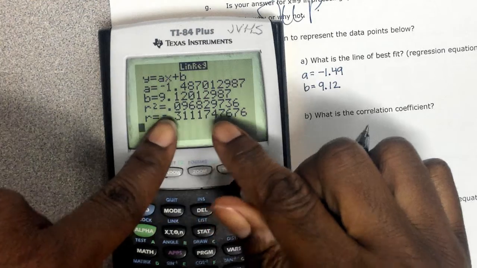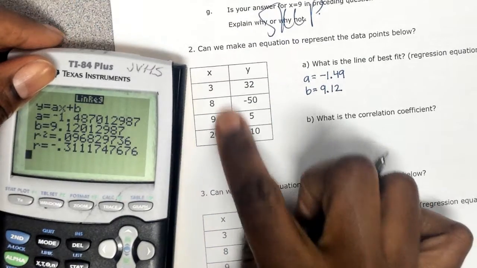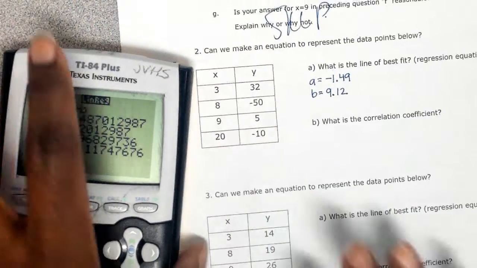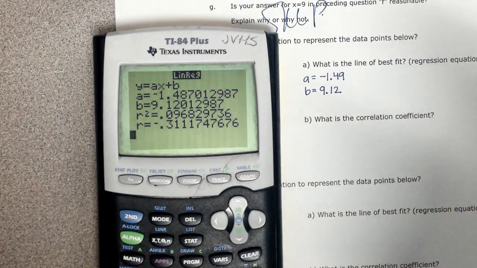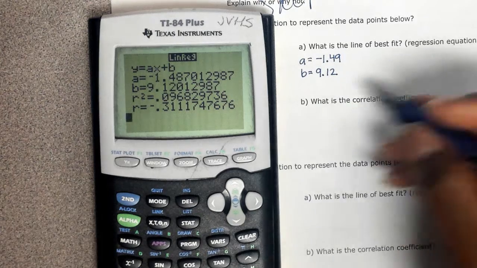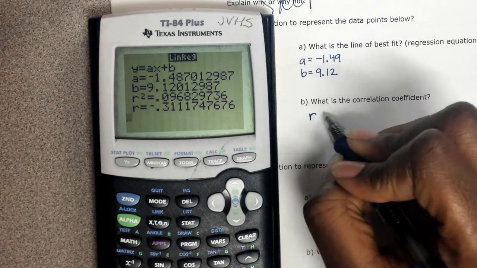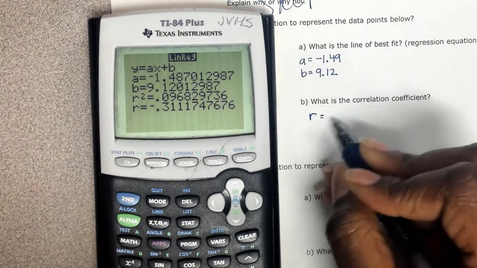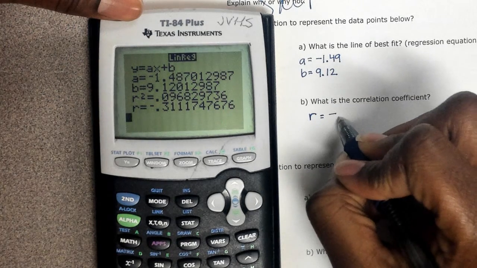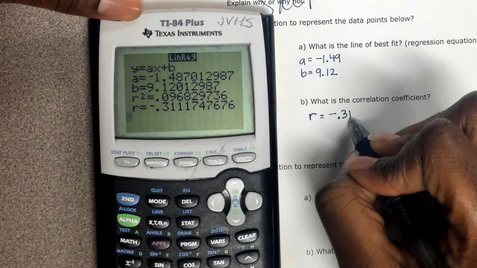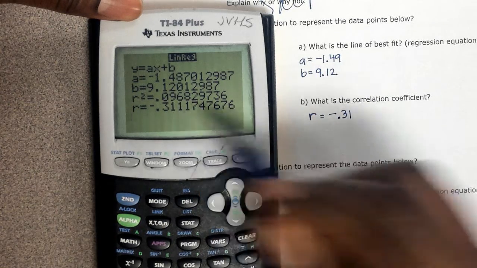If you didn't get that, it's because some of you might not have put in the correct numbers, okay? And then the R squared, say nobody cares. Tell your neighbor nobody cares about the R squared. However, the R, that's the answer for the correlation coefficient. So the R value, I'm going to write it down here, negative 0.31. And I don't need to round it because that's another one, okay?